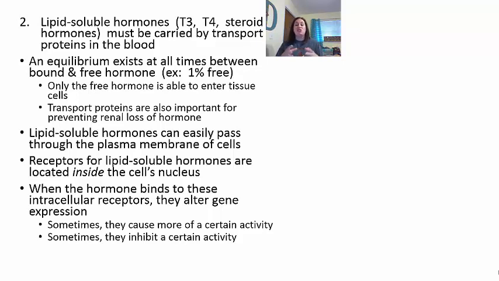They're going to make a change in the nucleus. Sometimes this can cause more of a certain activity, where it increases transcription, translation. Sometimes it can inhibit it, where it turns it off. It just depends on what that hormone is wanting to do.